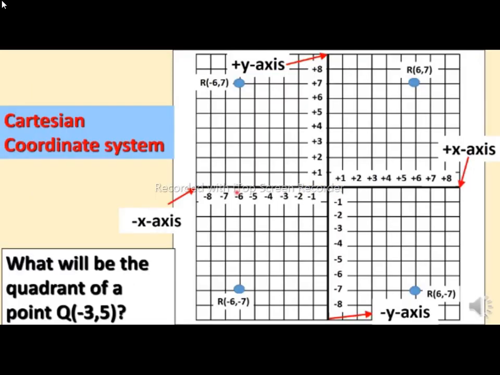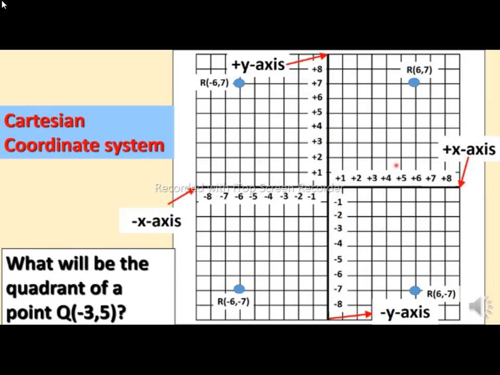The two coordinate system is also known as the Cartesian coordinate system, in which there is the x-axis and the y-axis and the four quadrants, which have already been discussed in the previous slide. Now, the right side of the horizontal line is the positive x-axis and left side of the horizontal line becomes the negative x-axis. Similarly, the top side of the vertical line is the positive y-axis and the bottom side of the vertical line becomes the negative y-axis.